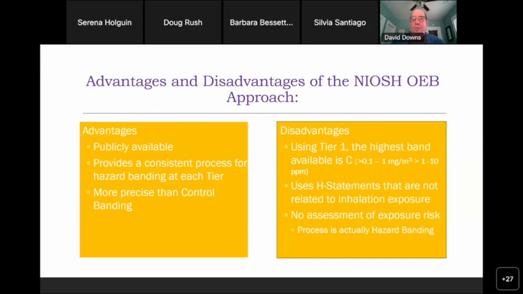The thing that I have concerns about is that their process uses hazard statements that are not related to inhalation exposure. And clearly the results of all this in terms of concentrations are inhalation exposure situations, but NIOSH also uses hazard statements that may relate to, for example, eye exposure, eye toxicity, or skin hazards.